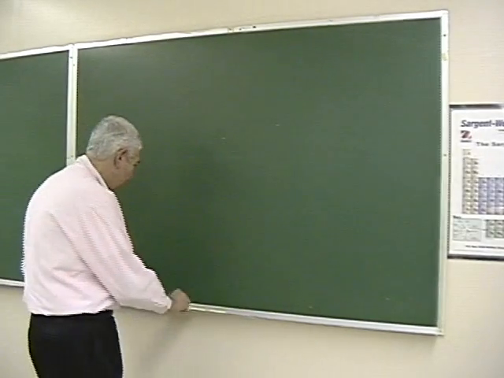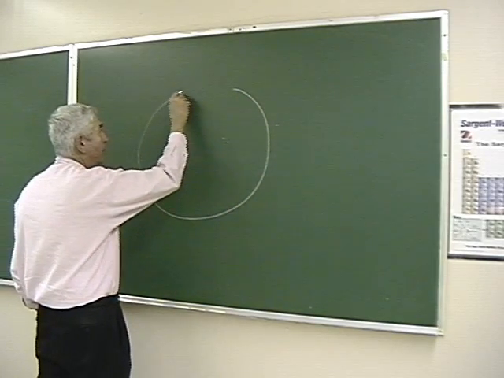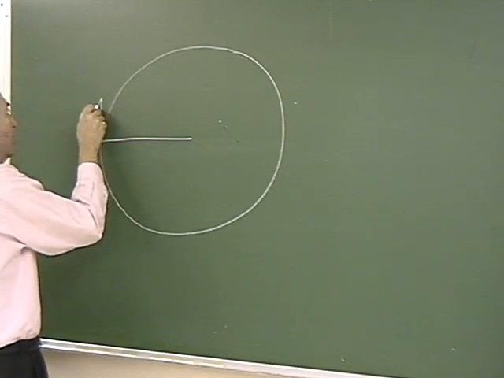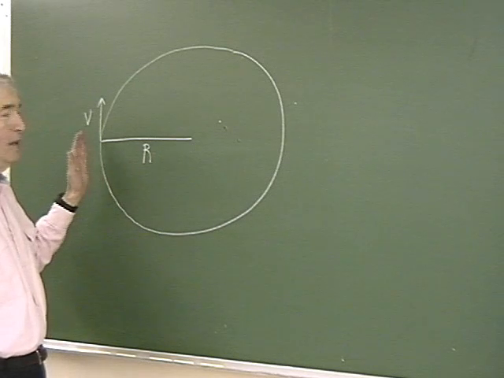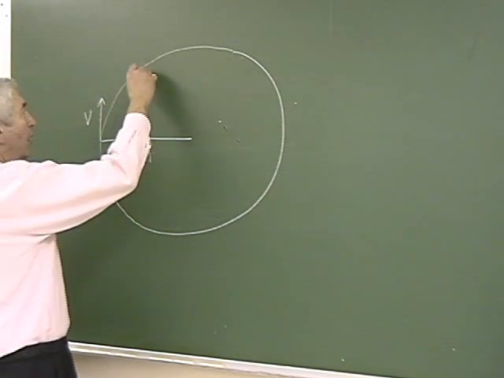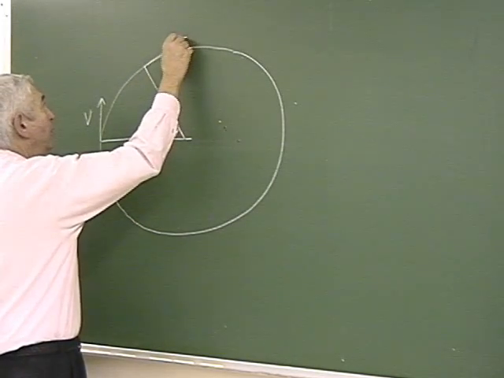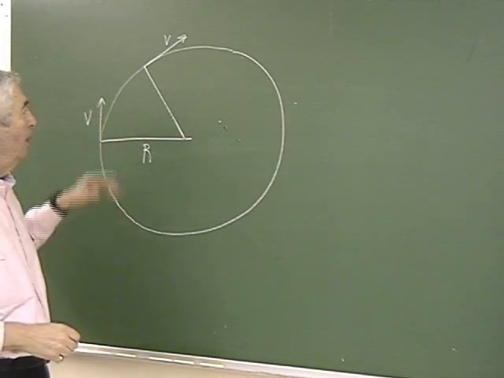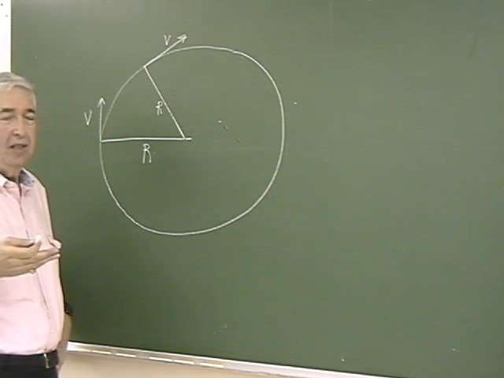So I'm going to start off by saying that I have something going around this circle at a constant speed. And if you look over here, let's say the speed is v, and this is r. So at this particular point, the speed is going to be constant. Now, if I wait a little while later, then it'll be at this point, and the speed will be the same, but the velocity will change because the direction changes. Now, if this is r and that's r, what we want to do is find the acceleration.